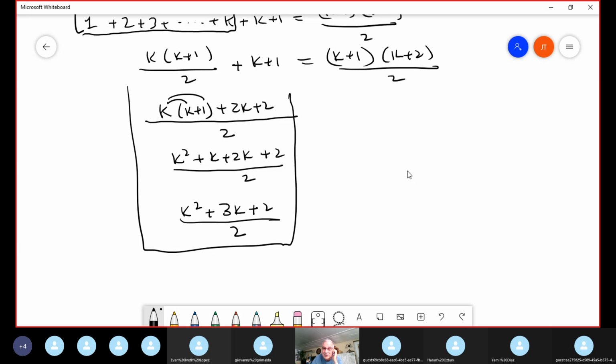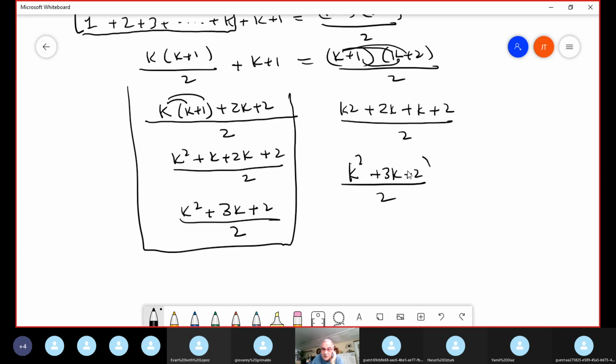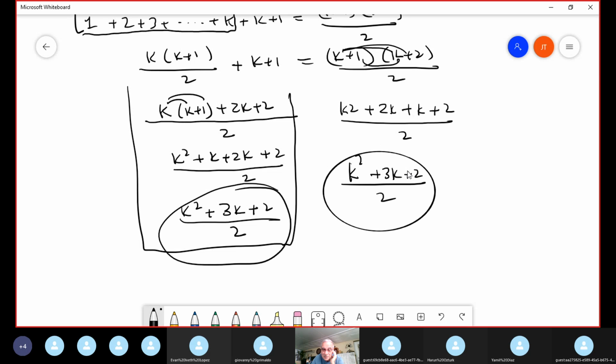Now I'm moving on to the right-hand side. Well, the right-hand side is easy. You multiply here: k times k, k squared, 2k plus 1k plus 2 over 2. Combine like terms: k squared plus 3k plus 2 over 2. And this is exactly the same as this. And you prove this is true using mathematical induction.